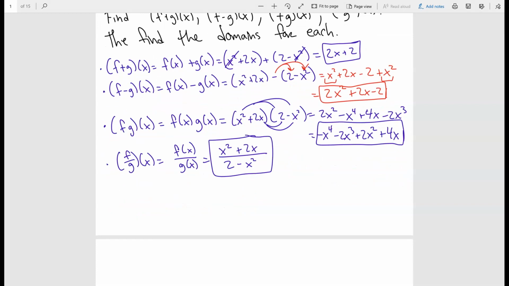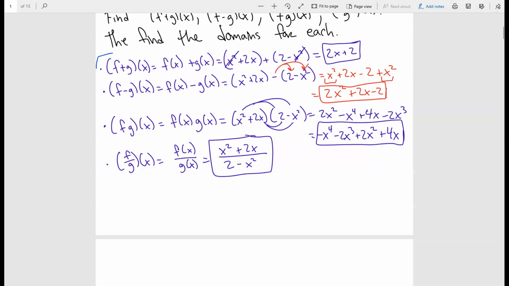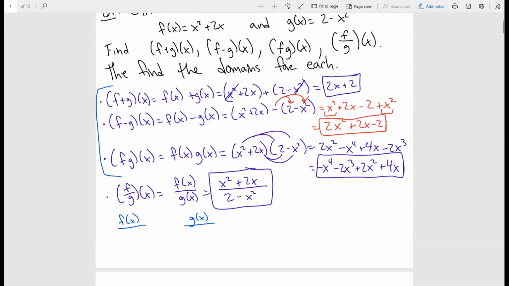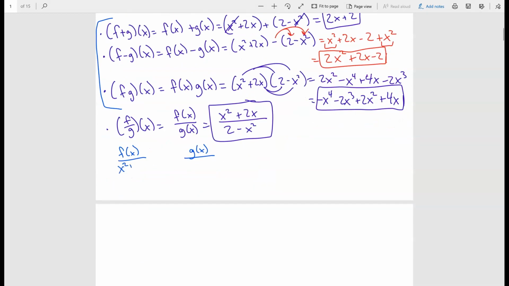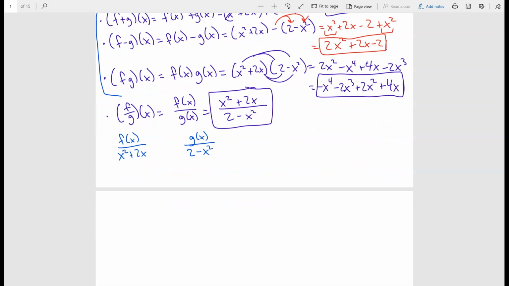Okay, so here in general, the domain for the first three are basically going to be the same. Now, the way that we find the domain is we got to look at f of x and we got to look at g of x. So f of x in this case, you can see that's just x squared plus 2x. G of x in this case is going to be 2 minus x squared. If you remember, these two are polynomials, which means that their domain is from negative infinity to positive infinity.